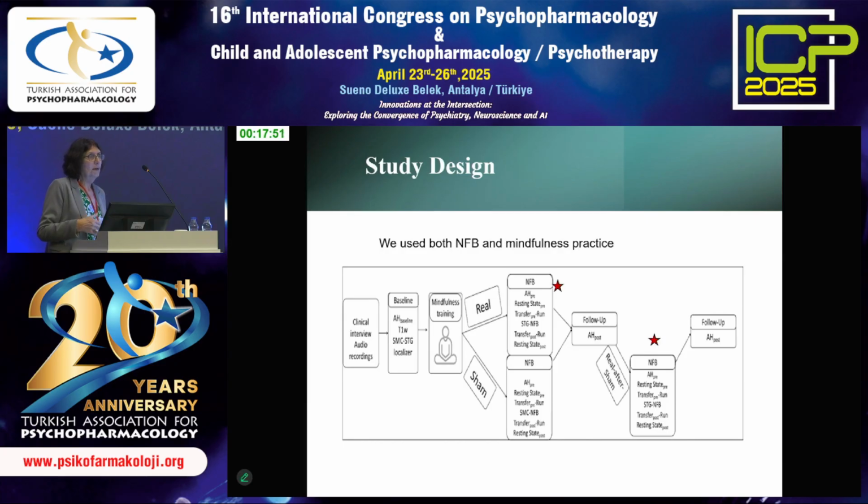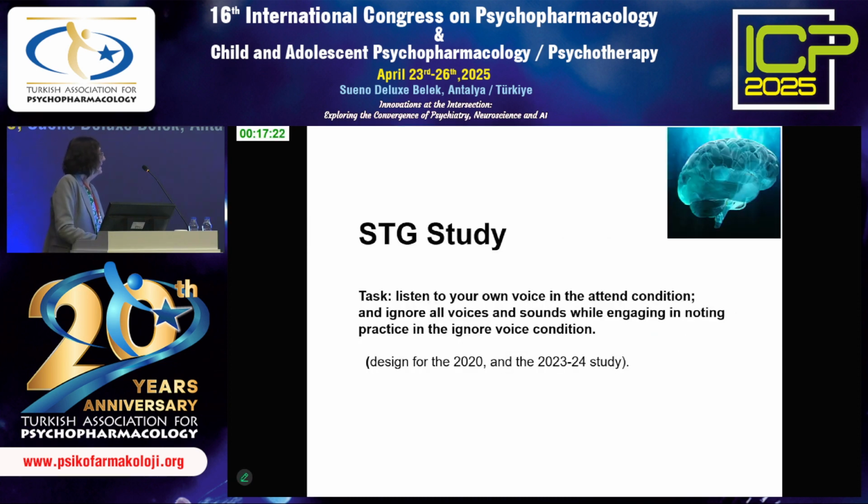And then we also did, partly because we were curious and partly because I was guilty of confusing people in terms of the type of experience they had, is that we switched the people who were assigned to sham to get real neurofeedback after their sham session. And again, we would follow up with measures of auditory hallucinations. So this is the STG study where we focus on superior temporal gyrus as our target.